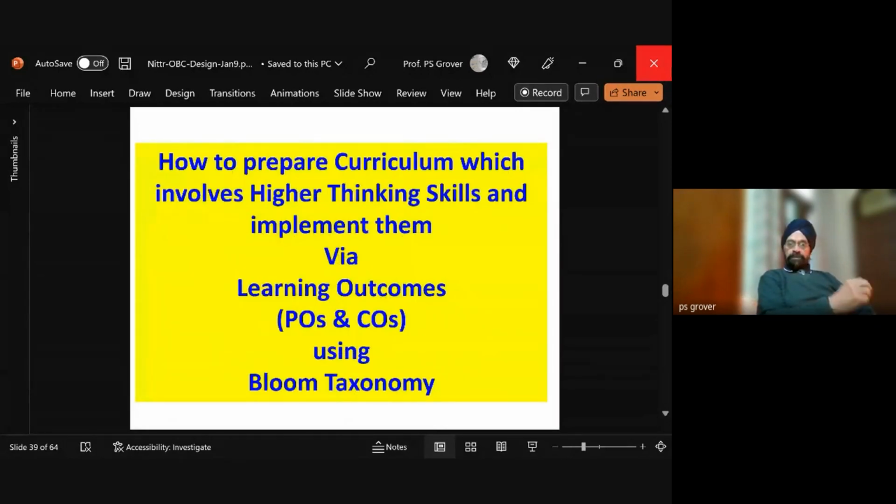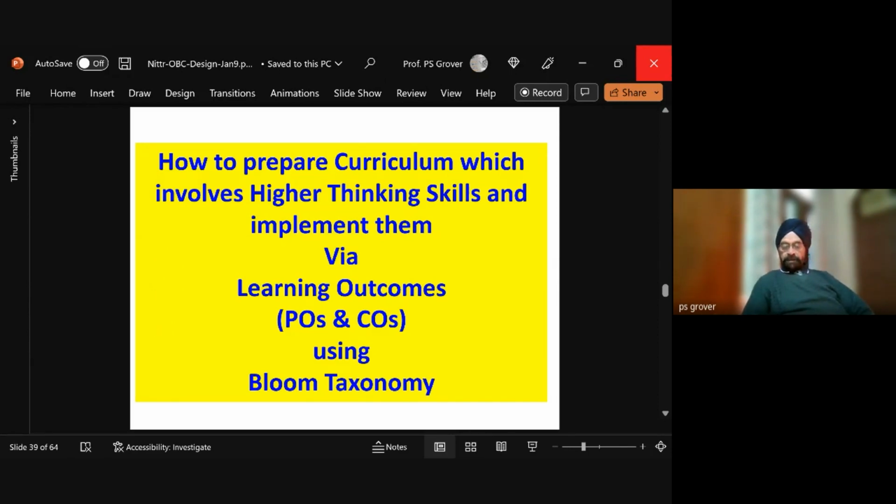Now, how do we prepare a curriculum which involves higher thinking skills, critical thinking, judgment, rational thinking, problem solving? How do I prepare a curriculum which promotes these things? How to prepare a curriculum which involves higher thinking skills and implement them via learning outcomes using Bloom taxonomy.